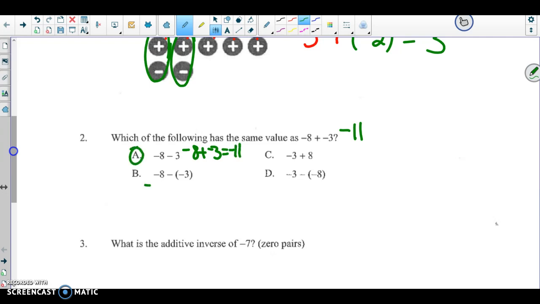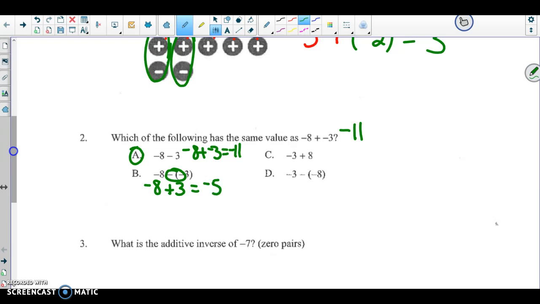This one, if I rewrite it, I have -8, and those go together to become +3. So it's two negatives make a positive. And then that's not going to be -11 now. I've got to subtract those to end up with -5. So that one doesn't work.